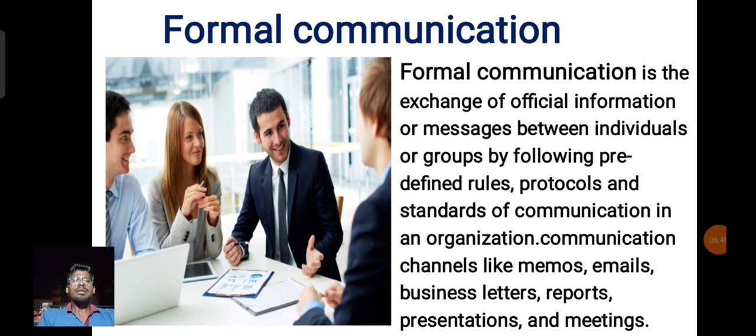Formal communications are those in which people communicate formally with each other, following formal rules, protocols, and standards of communication, and communication channels like memos, emails, business letters, reports, presentations, and meetings. We can present our formal communication with various attitudes and various ways of oral communication also.